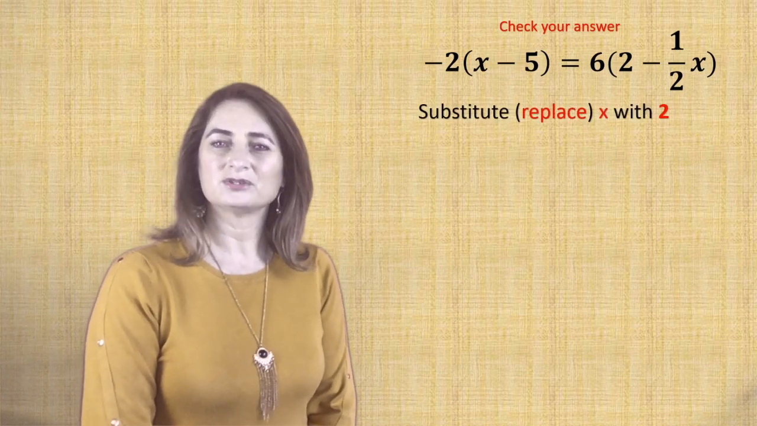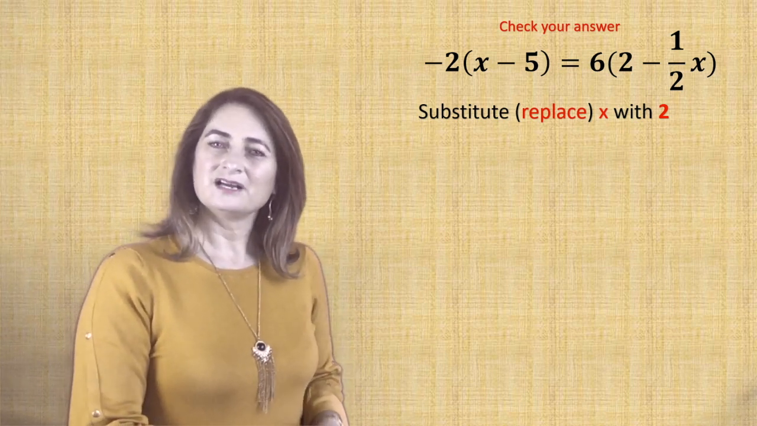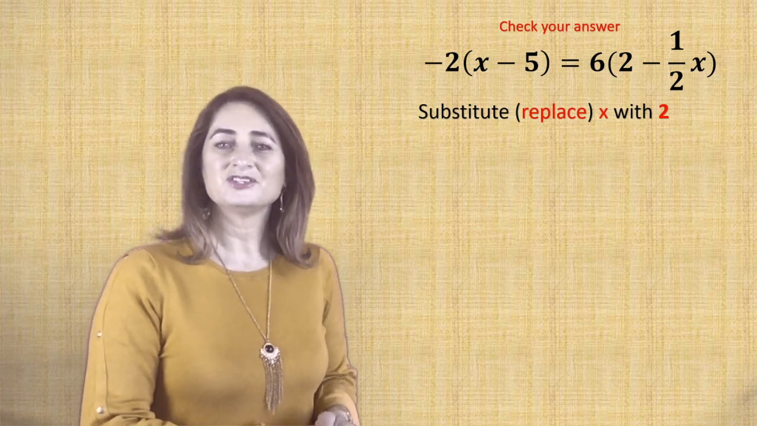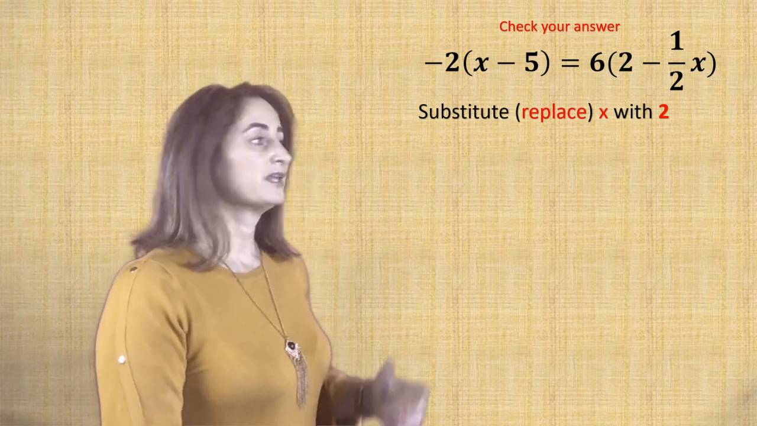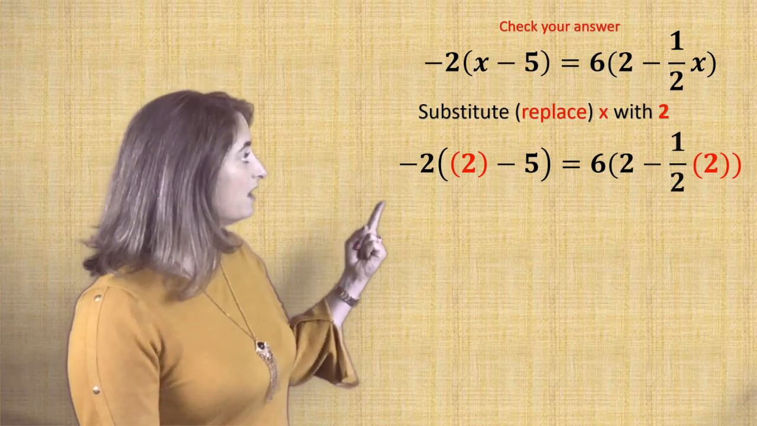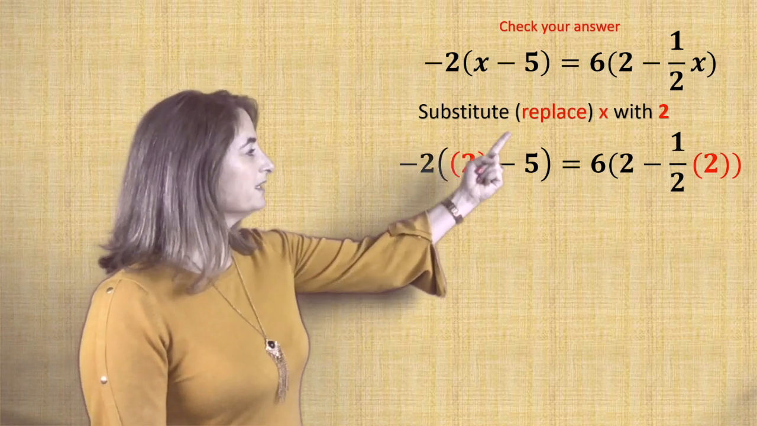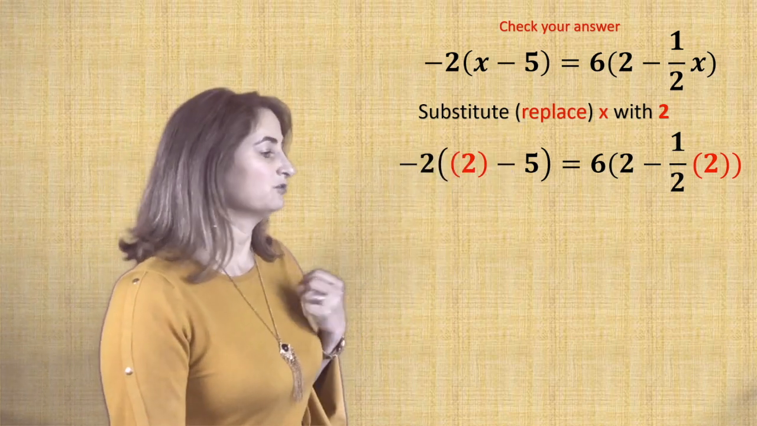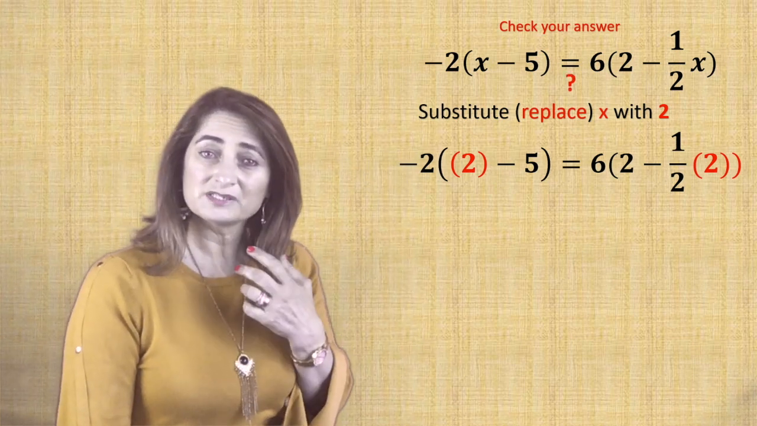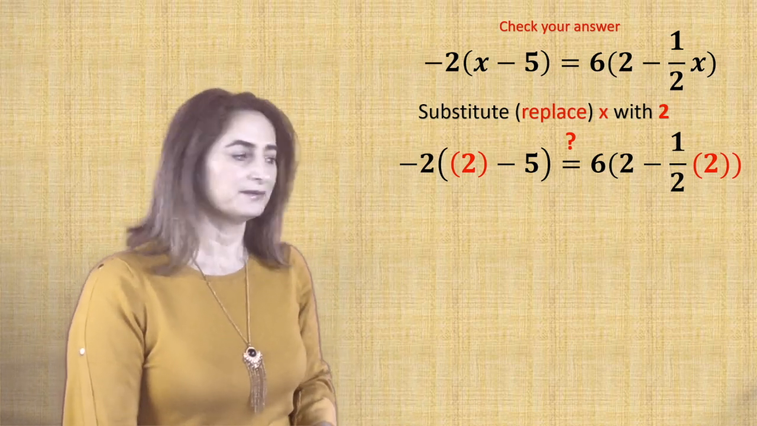Now let's check and see if 2 is the right answer for this equation. Replace x every time you see x in the equation with 2, and make sure you put 2 in parentheses just in case you need to multiply it. So now negative 2 parentheses 2 minus 5 equals 6 parentheses 2 minus half, and replace x with 2 again. Make sure you put a question mark on top of the equal sign because you're checking to see if the equation will be balanced at the end.